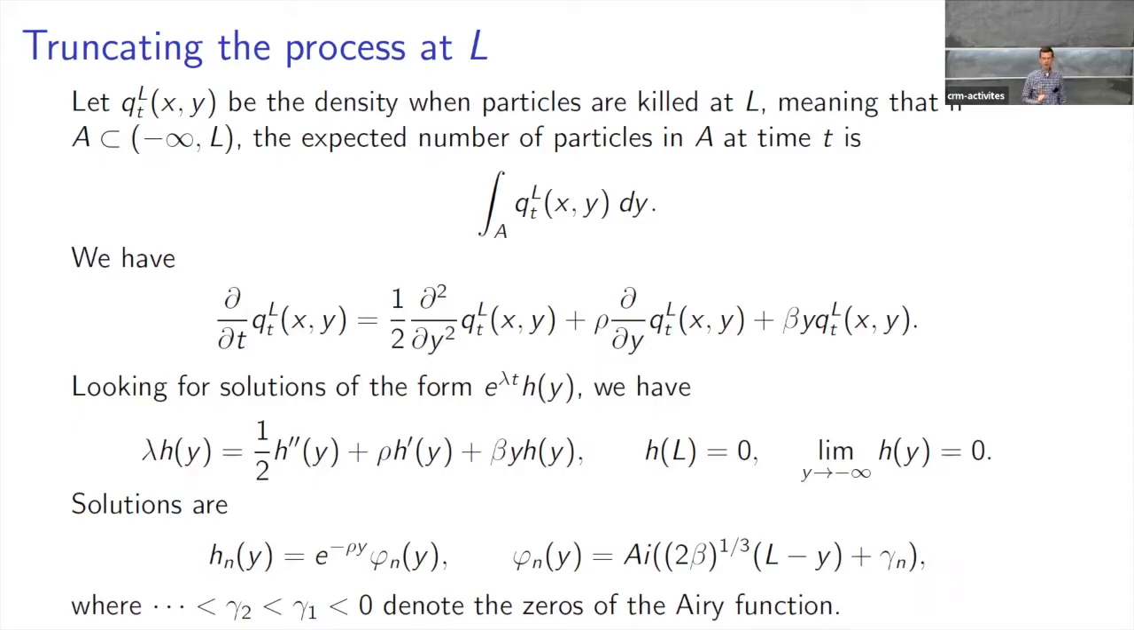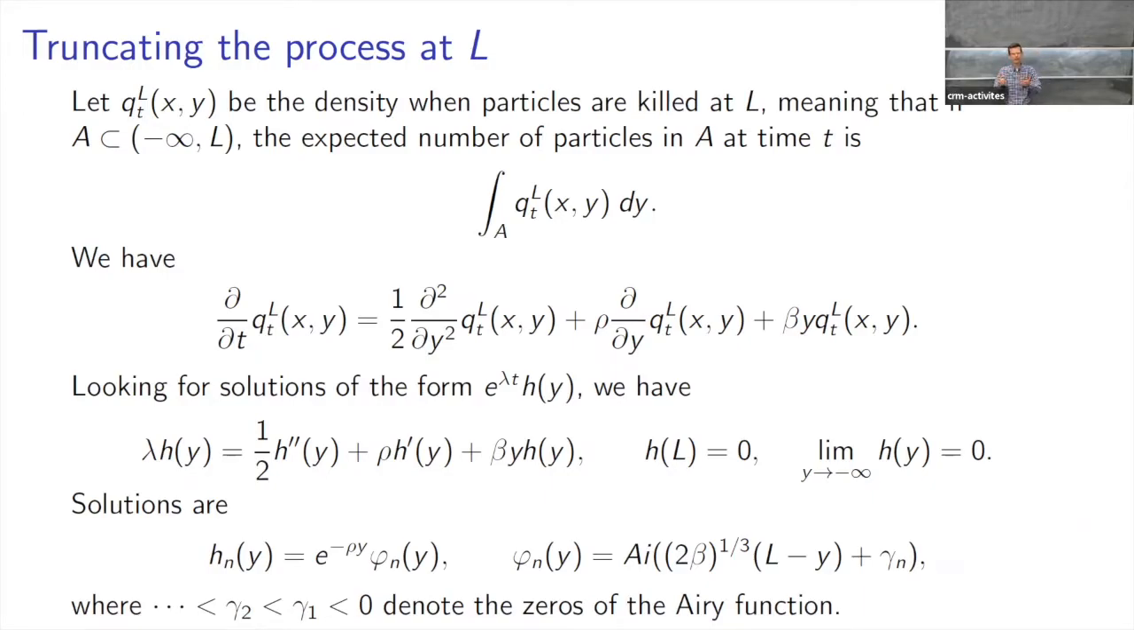Kolmogorov's forward equations tell us that the density should satisfy this partial differential equation here. If we just had the first term on the right-hand side, this would be the heat equation, which the density of Brownian motion would satisfy. But we also need to add this term to include the drift of minus rho. And then this last term accounts for the branching, because the difference between the birth rate and the death rate for a particle at y is given by beta times y.